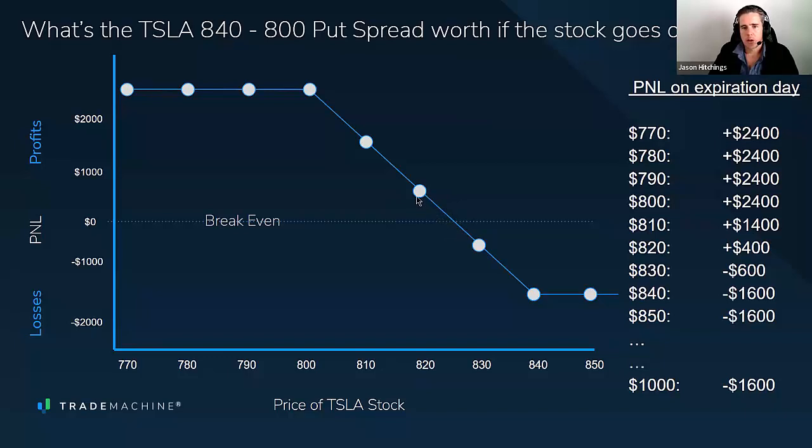And then we start making money, and our profits are capped at Tesla going down below 800. Because again, we can buy Tesla for less than 800 and sell it for more, but then someone can sell us Tesla at 800. So it all nets out.